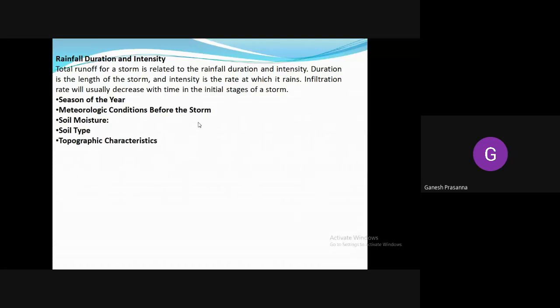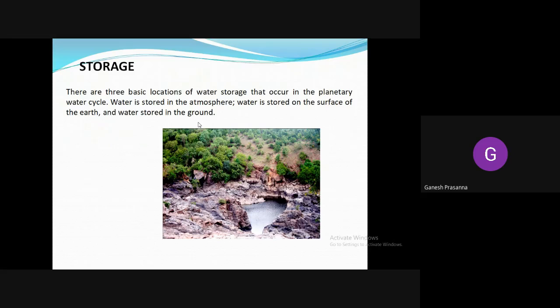Rainfall duration and intensity are also very important contributors to the runoff. Season of the year, meteorological conditions, soil moisture, soil type, and topographical characteristics also play a very important role in the runoff. Storage is where the storage of water occurs, whether it is water stored in the atmosphere, at the surface of the earth, or at ground level.